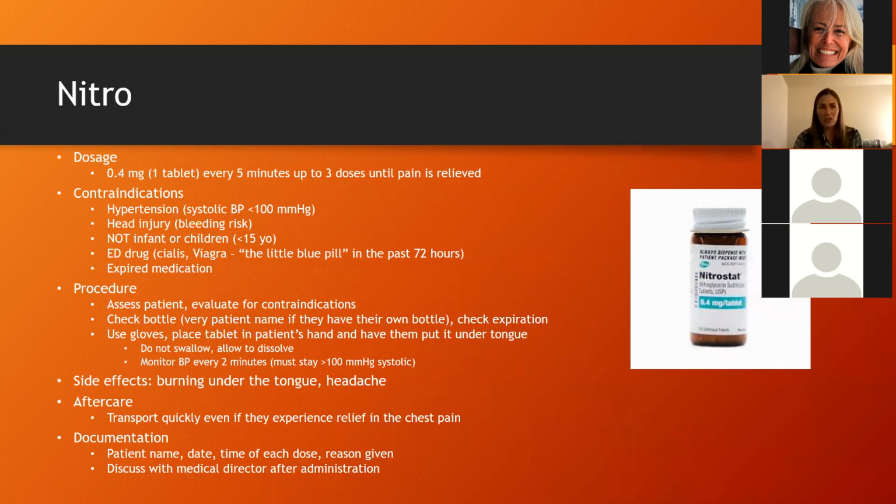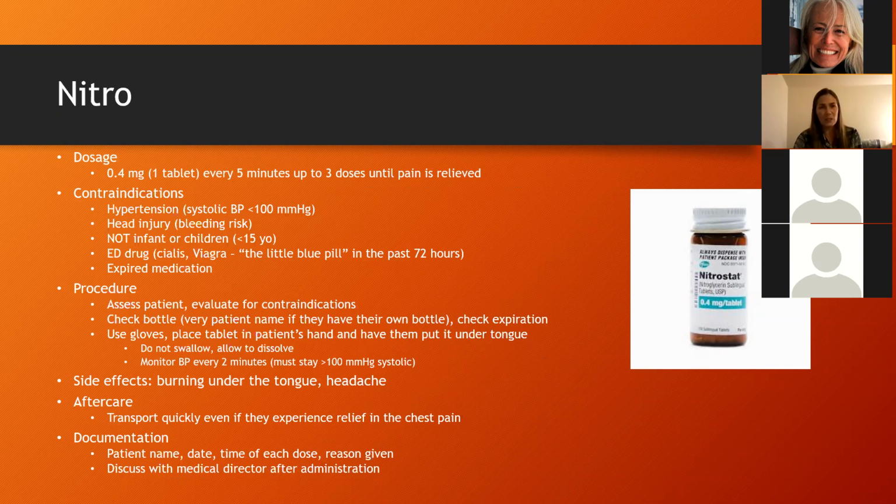Contraindications for nitro include hypotension, where the systolic blood pressure is less than 100 millimeters of mercury. If they have a head injury or bleeding risk, we don't give nitro. We don't give nitro to infants or children. They typically consider children less than 15 years of age.